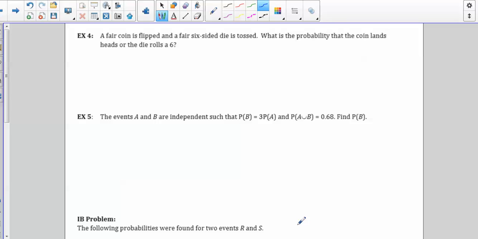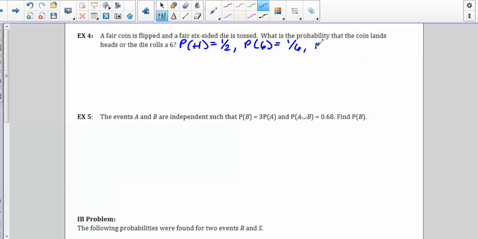So this is page 2 of our day 4 notes. In example 4, we have a fair coin that is flipped and a fair 6-sided die that is tossed. The probability that the coin lands on heads and the die rolls a 6 is going to be an intersection of those two events. So let's start by finding the individual probabilities. The probability of heads is 1 out of 2, and the probability of a 6 is 1 out of 6.